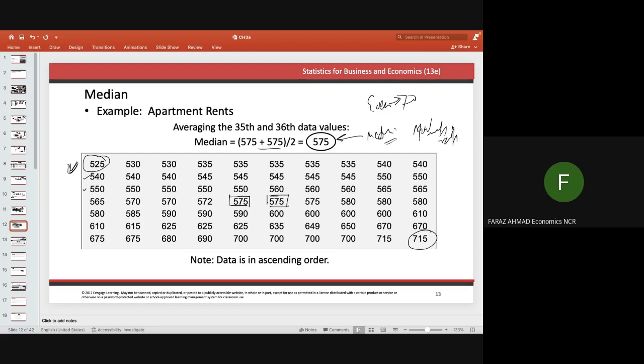Now coming to the point that when we have extreme values, why is median preferred? Why is it preferred?